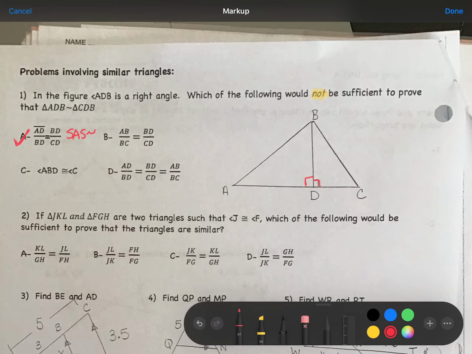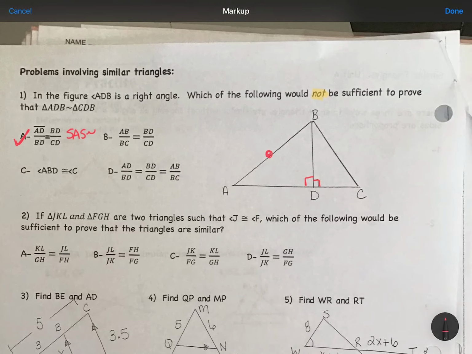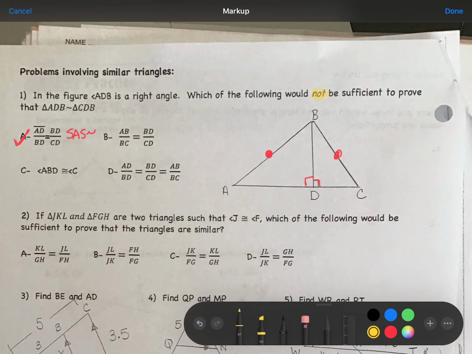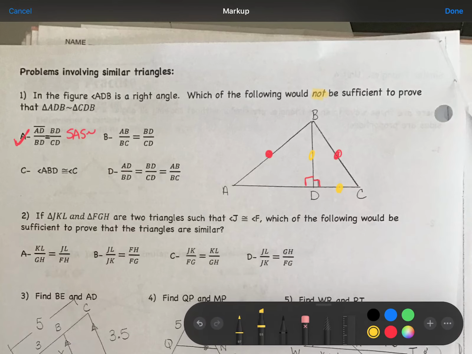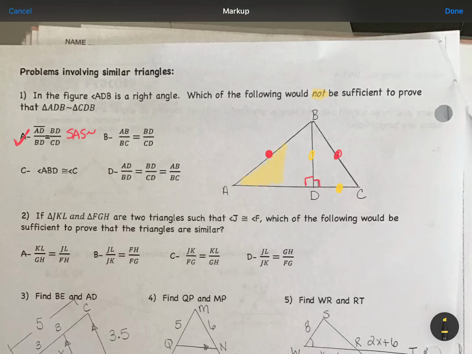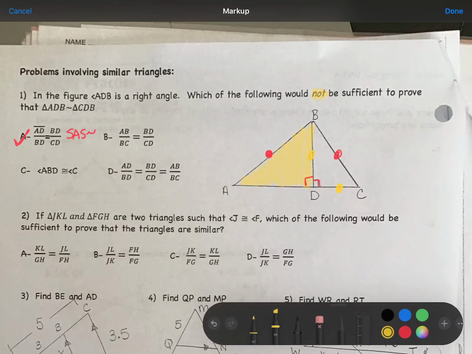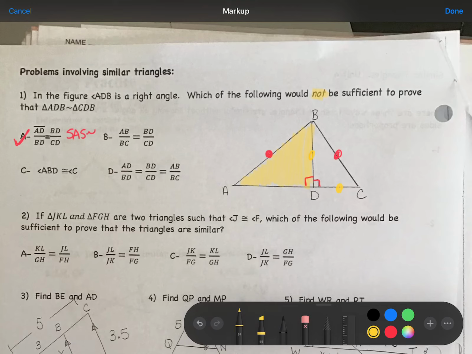So B says AB corresponds to BC and BD corresponds to CD. Well, if I look at my triangle, this one on the left-hand side might be easier to use because it doesn't have all these extra dots. You've got a side, side, and an angle. Is that one of the three ways we use to show triangles are similar?